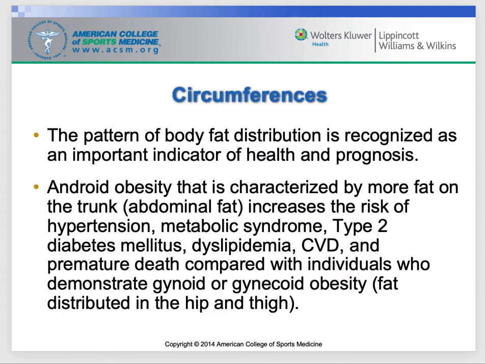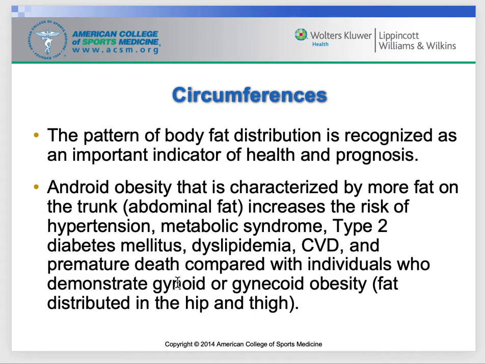Why are we so concerned with waist circumference? Because there's something called android and gynoid obesity. So android obesity is that belly fat, right? The android, apple, right? The apple fat. So it's the fat that is visceral right in your abdomen area. More fat in the trunk increases risk for hypertension, metabolic syndrome, type 2 diabetes, all of these things.